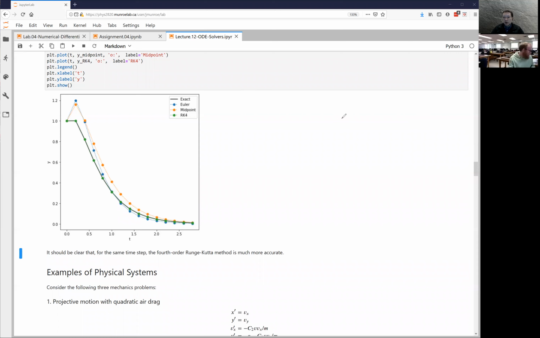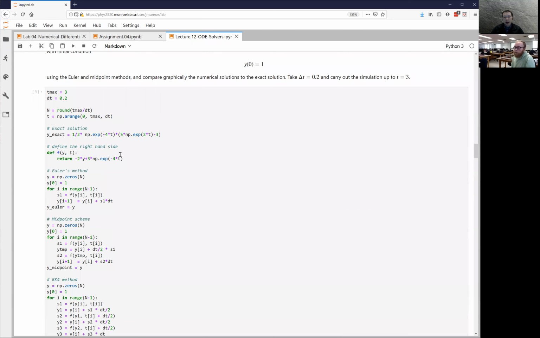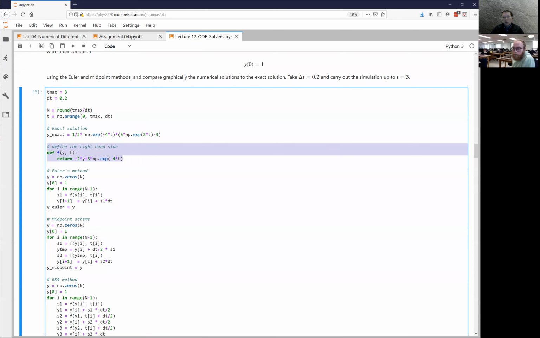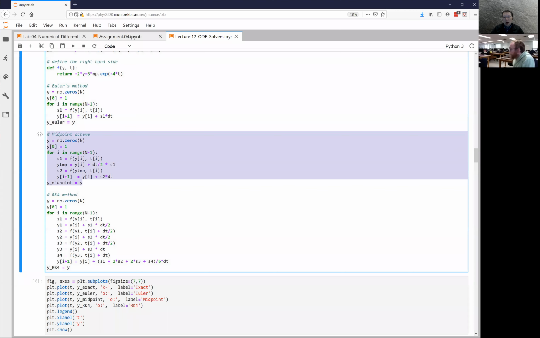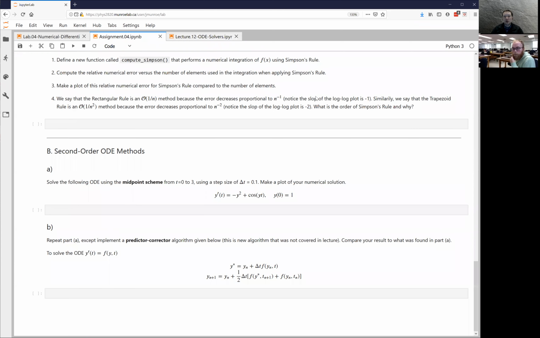Here is an advantage of doing this kind of problem this way. Now that we've separated out what the function is from how to run the algorithm, I can very quickly just change this right-hand side, and this code will work exactly the same way without me having to make any changes at all. I'll draw your attention, as I started this lecture off with, to your assignment number 4. What I'm going to have you do is solve this differential equation using the midpoint scheme.